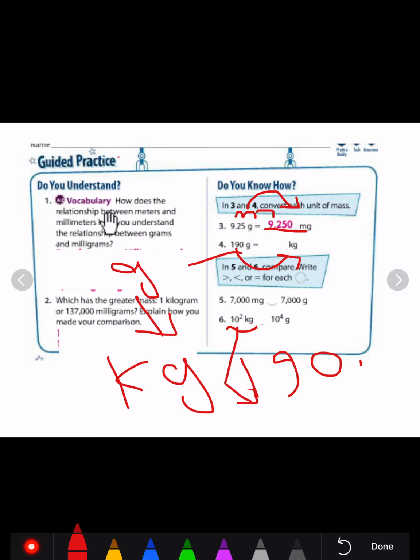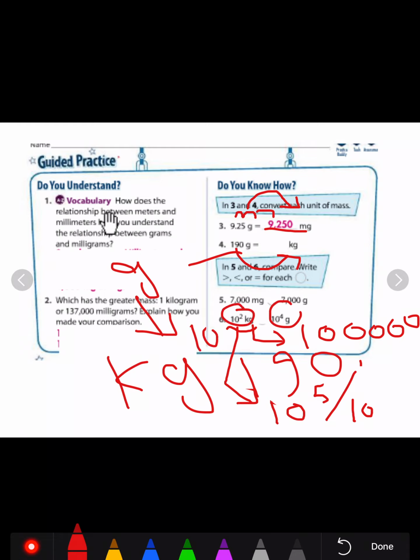In this case, this will be multiplied by 10 power 3, or multiplied by 1000. This 100 becomes 10 power 5, or we can say 100,000, with 5 zeros. So it becomes 100,000 grams, and as you see, this is 10 power 4 grams and this is 10 power 5 grams. So this one is greater.